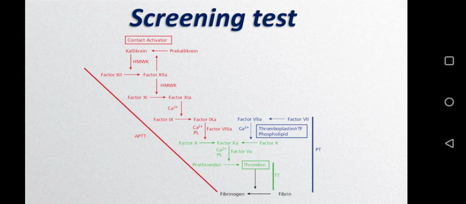Look at this picture carefully. Think about the coagulation factors of the extrinsic and intrinsic pathways. Please just answer the question: what are the red words, and the blue and the green words for? APTT is the screening test for the intrinsic pathway, PT is the screening test for the extrinsic pathway, and TT is the screening test for prothrombin to thrombin.